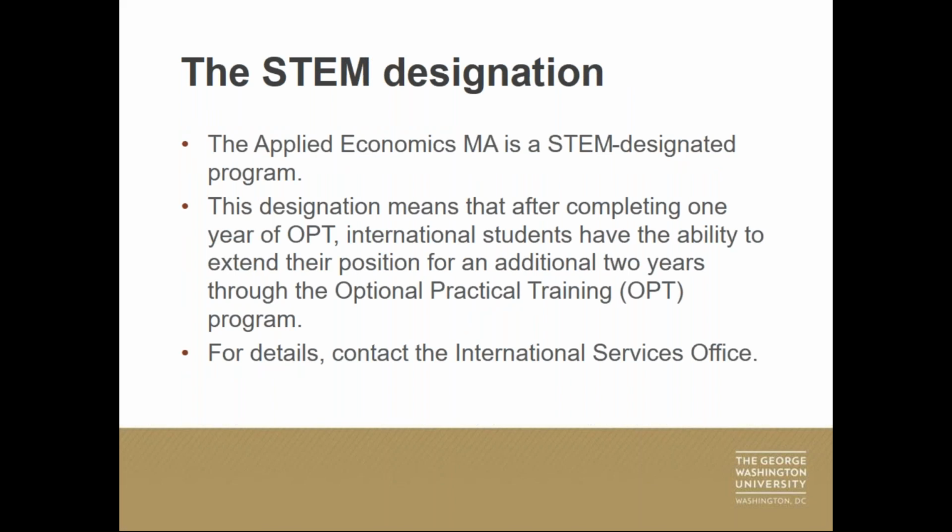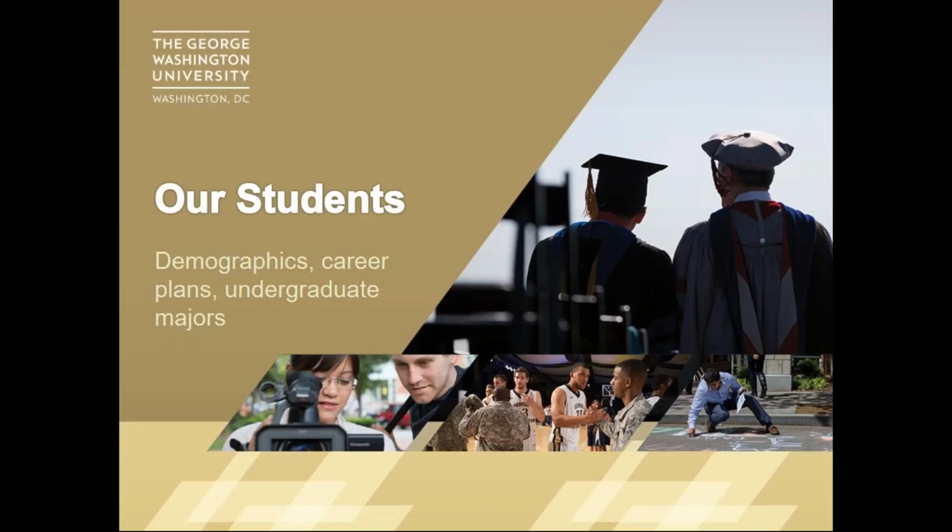And I mentioned earlier our STEM designation. We do have that designation, which means that after completing 1 year of your OPT, international students have the ability to extend their position for an additional 2 years through the Optional Practical Training program. That's very nice. Again, for details, contact the International Services Office. And there's another program available for international students. It's called the Curricular Practical Training, or CPT. And after you have been studying for a minimum amount of time, you're eligible to go out and get a job. So those are all very nice.